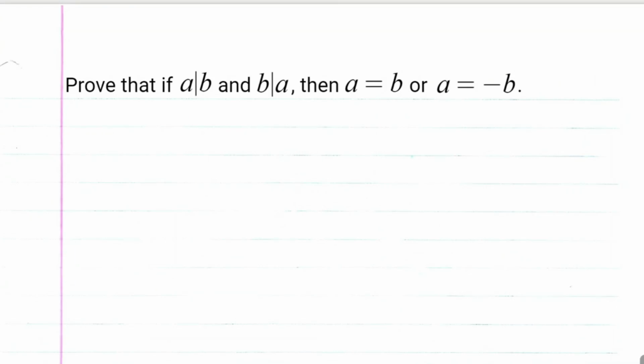Okay, so we're going to prove that if A divides B and B divides A, then A is equal to B or A is equal to negative B. Okay, so let's go ahead and start this proof.